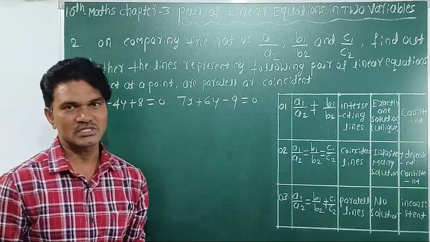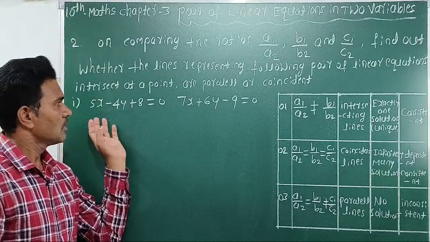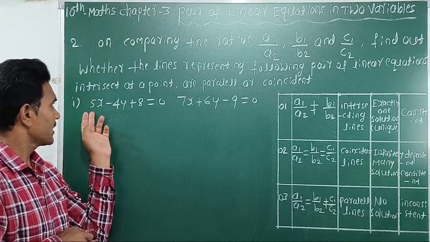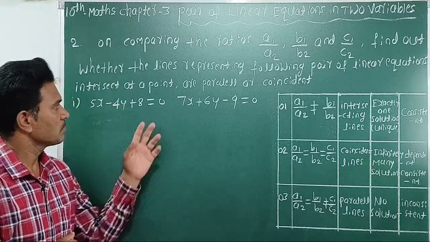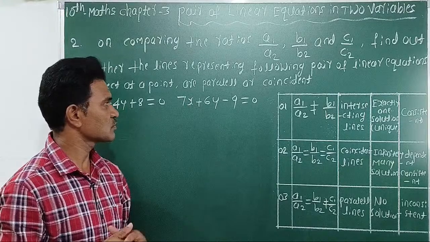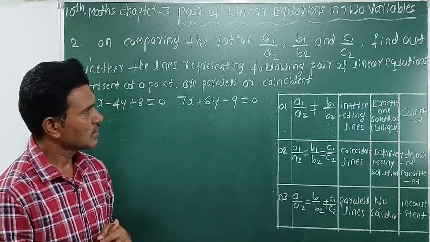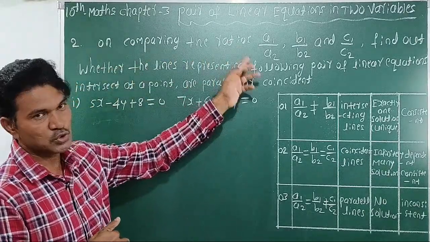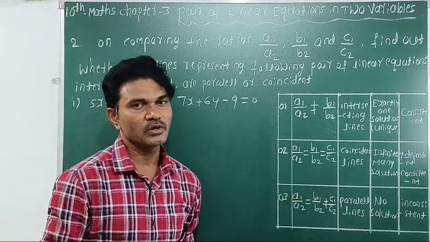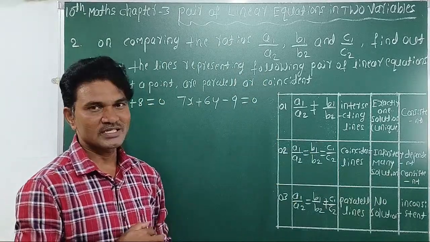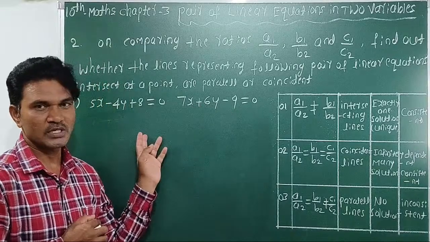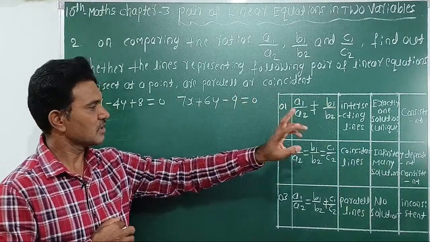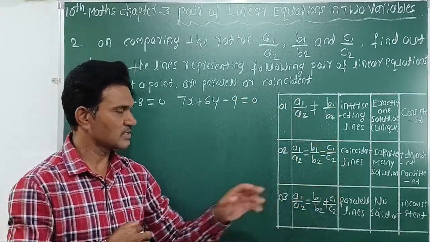They have given three pairs of linear equations. First we are going to solve the first question, that is 5x minus 4y plus 8 is equal to 0. Second equation is 7x plus 6y minus 9 is equal to 0. What we have to do here, on comparing the ratios, is conclude the decision that these two equations may have intersecting lines, or coincident lines, or parallel lines.